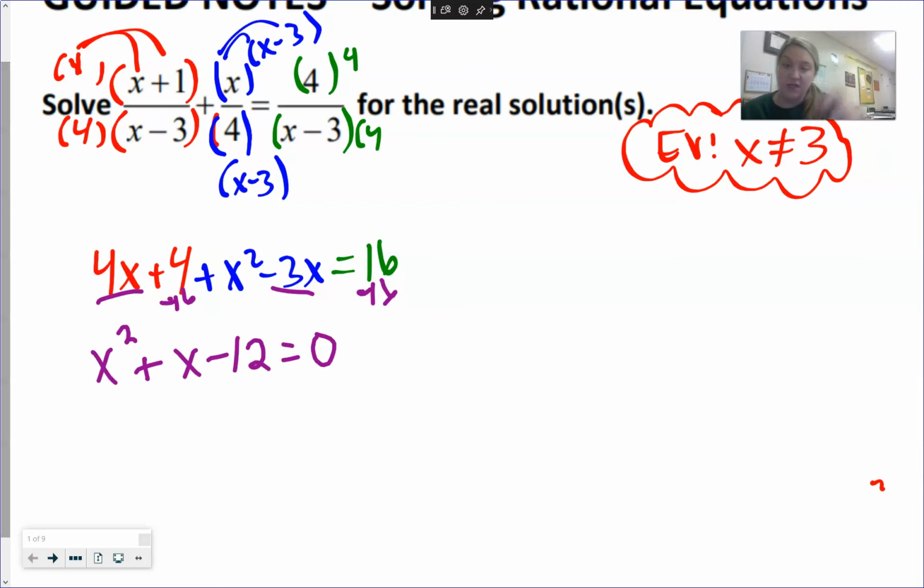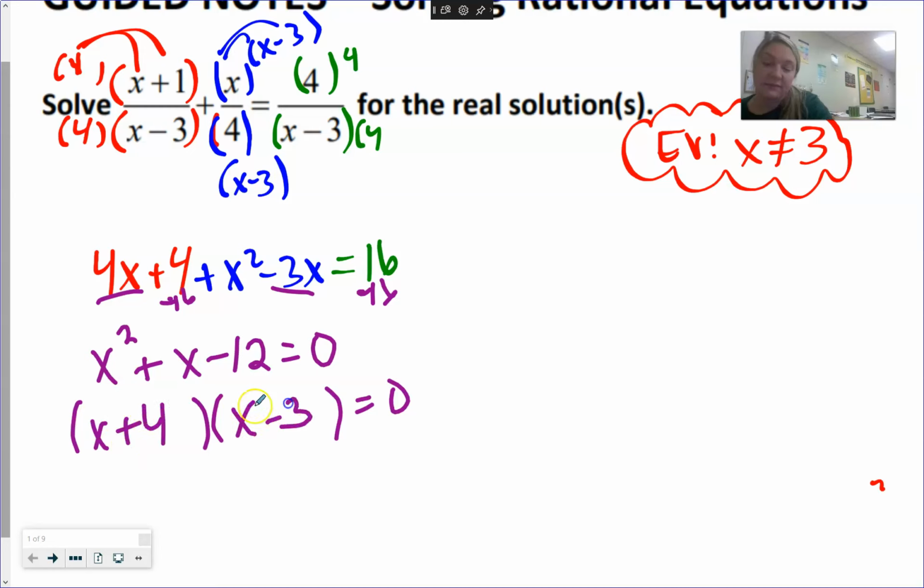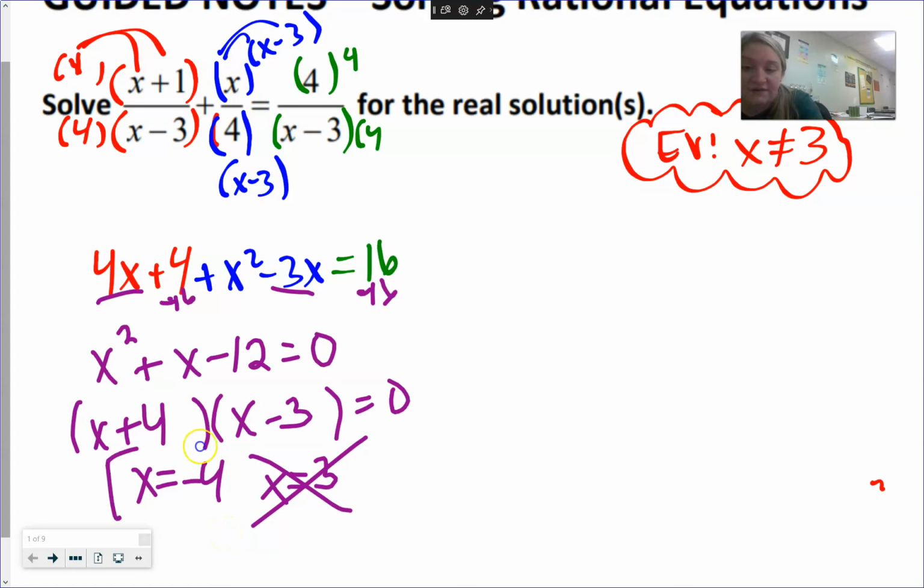Now we're going to solve. So I think, what multiplies to give me negative 12 and adds to give me a positive 1? That is going to be positive 4 and negative 3. Make each equal to 0 and solve. In this case, I'm going to get x equals negative 4, and I have x equals 3. Now, before I circle anything, I have to double check with my excluded values. Look right there, x can't be 3. I said that in the very beginning. So because x can't be 3, that is not an answer. My only answer for this problem is going to be negative 4.